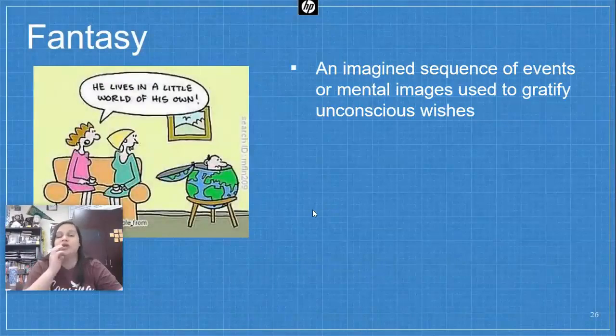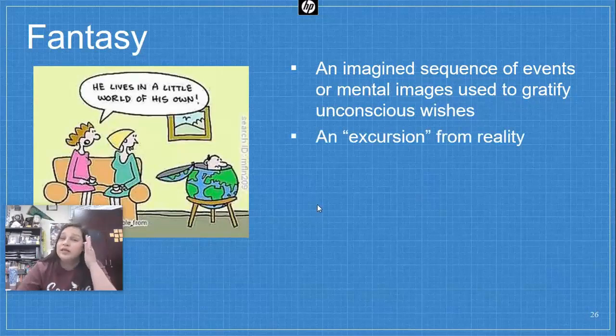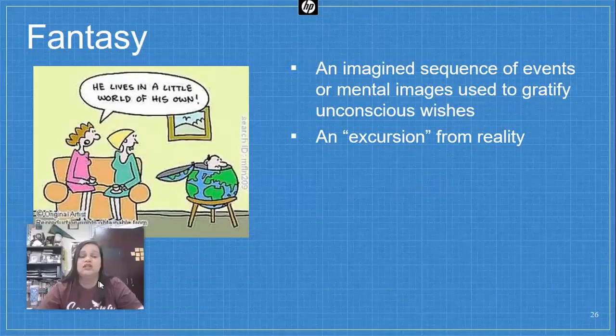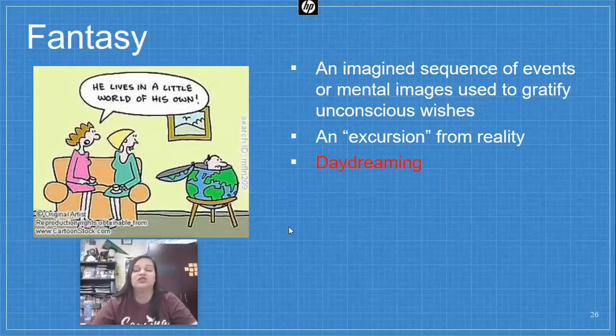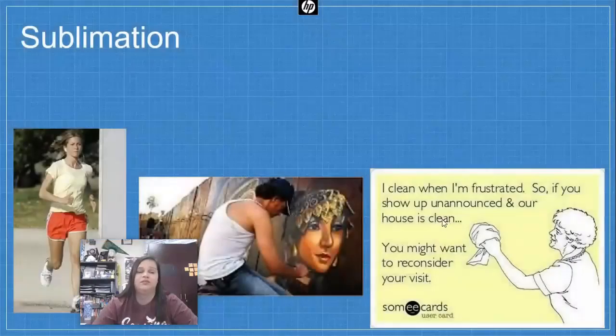Fantasy is our next one, an imagined sequence of events or mental images used to gratify unconscious wishes. So when you can't live out the reality, then you live it through fantasy. It's an excursion from reality. This could be as simple as just spending a lot of time daydreaming, but technology has enabled this as well, where people may create sort of alter egos or do some kind of role playing simulation kind of games online where they can live out some sort of fantasy life.